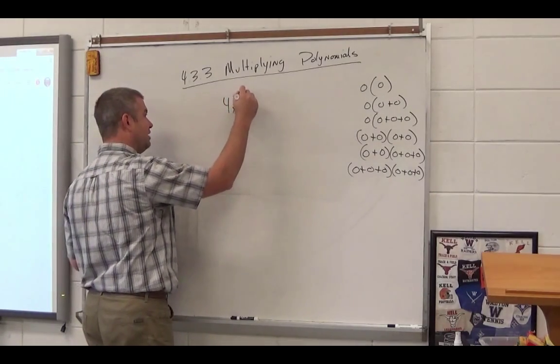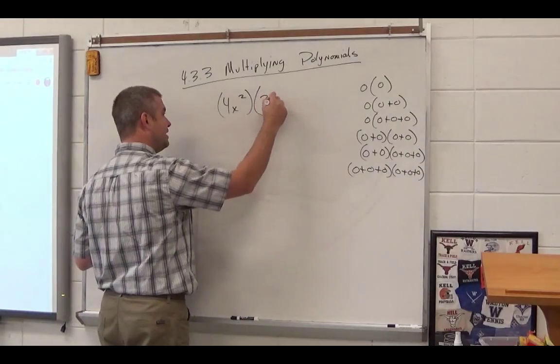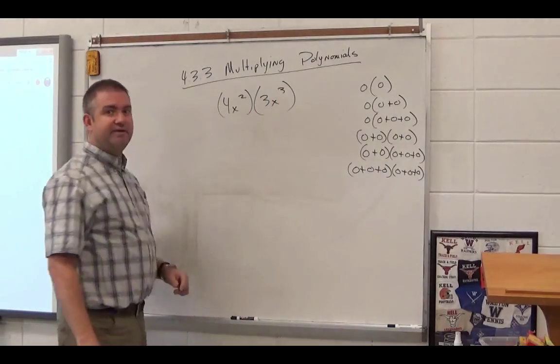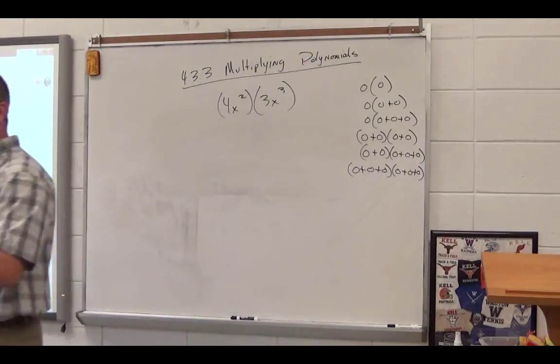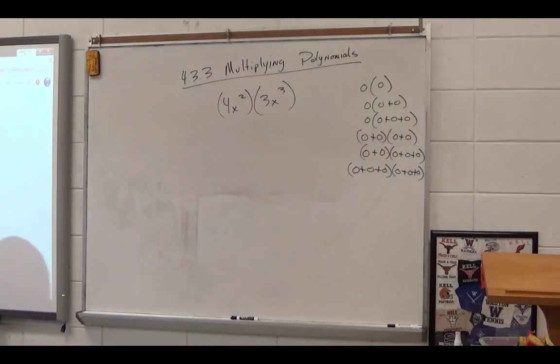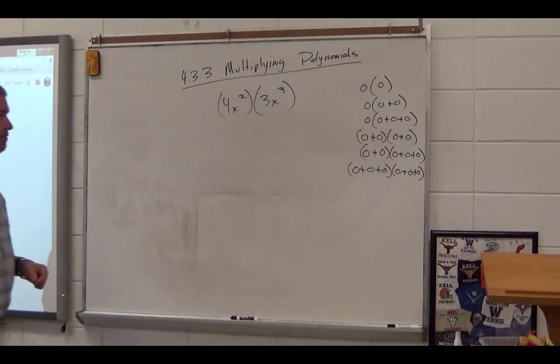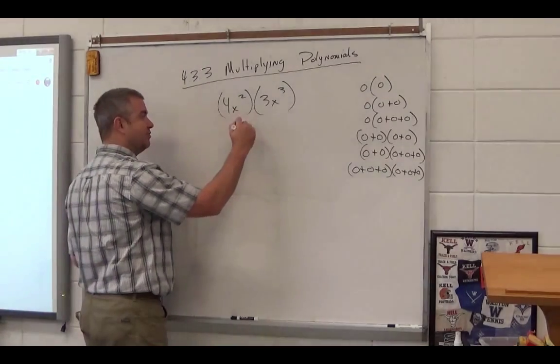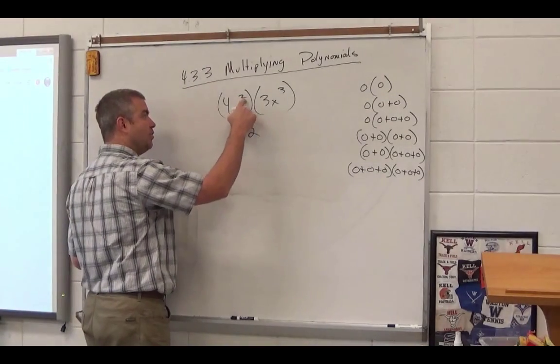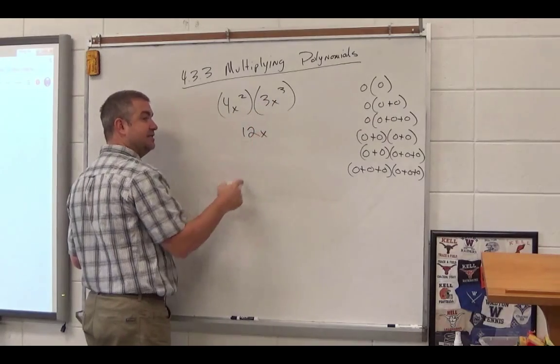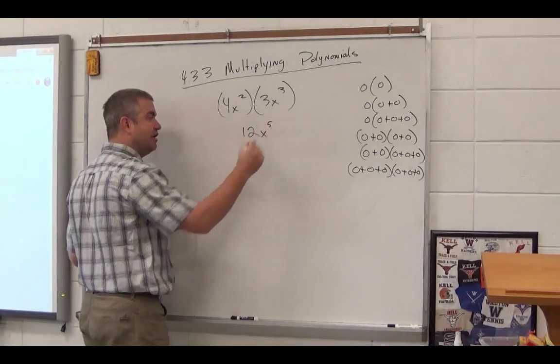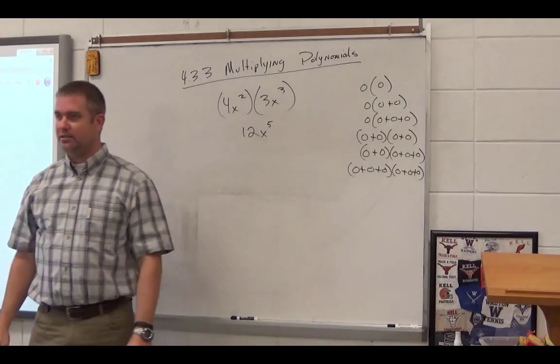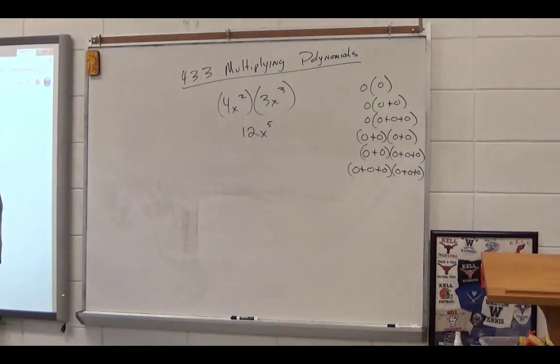Alright, 4x squared times 3x cubed. You have to know what to multiply and what to add. This is a monomial times a monomial. We're multiplying. We're going to multiply the coefficients. 4 times 3 is 12. And x squared times x cubed is x to the fifth. How did you know fifth instead of sixth? What's your rule that we went over yesterday?